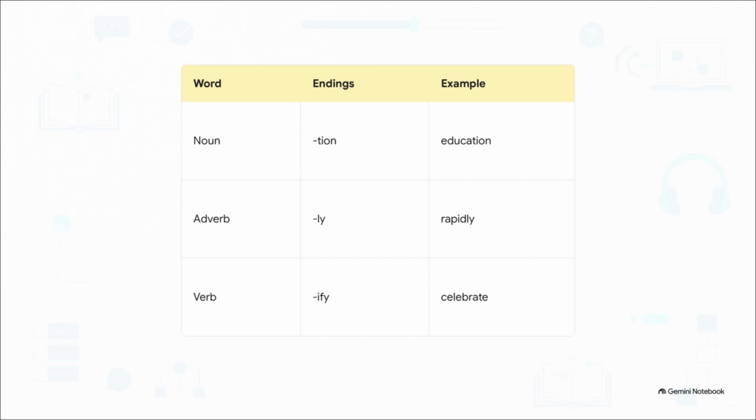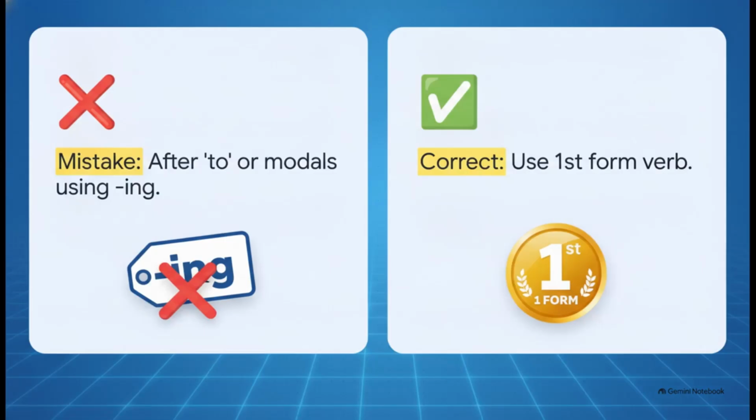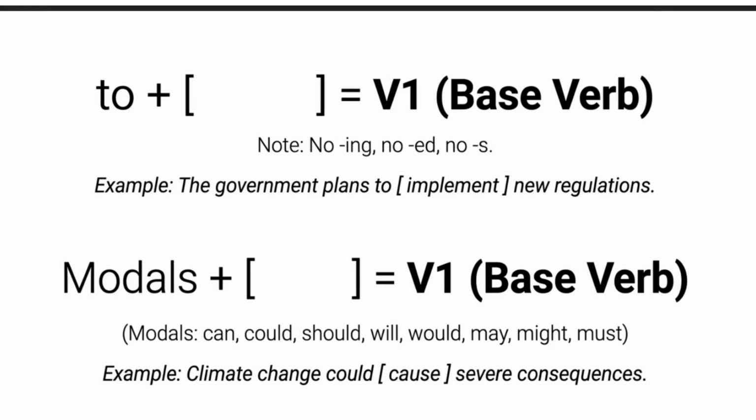Section 3. Essential verb and noun rules. Alright, let's dive into exactly how verbs and nouns behave, because this is where the real magic happens. Rule number 1. If you see the word to right before a blank or a modal word like can, will, or must, you absolutely must choose the first form of the verb, the simplest base form. Notice the common mistake here. Students often say, I am going to playing. Actually, scratch that. Never use ing or ed after to. It is always to play.